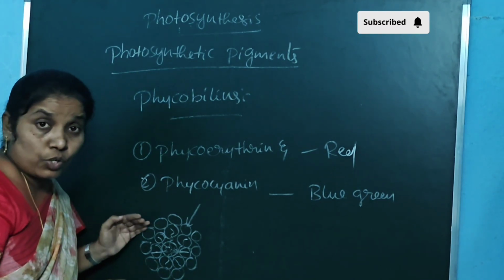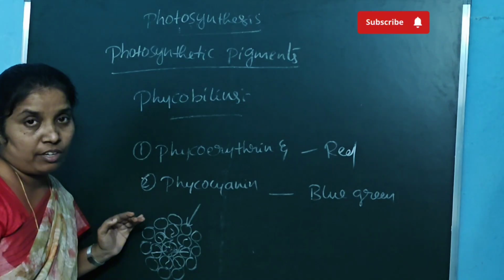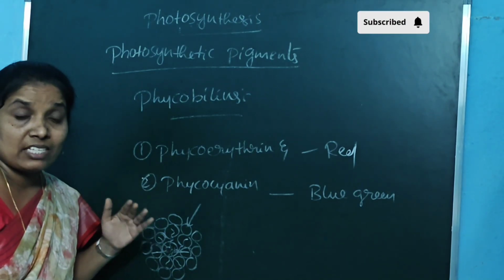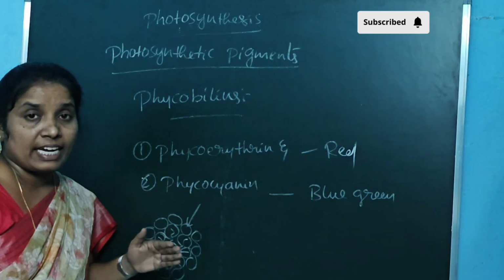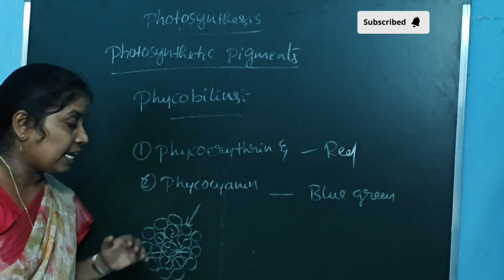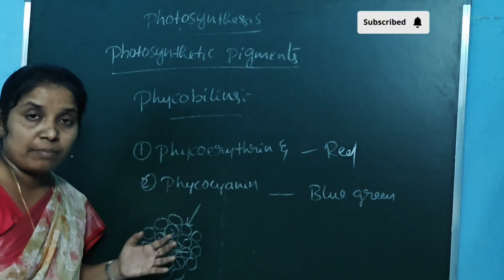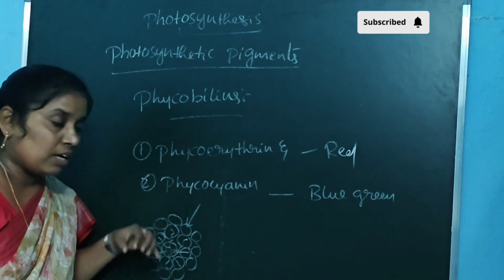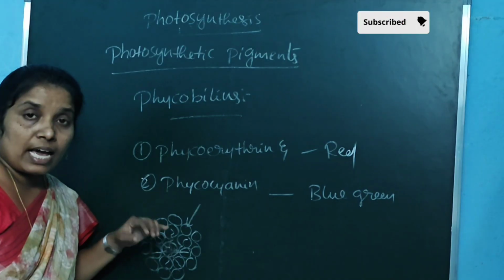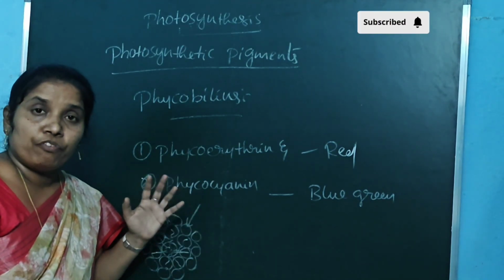They also prevent the chlorophylls from photobleaching. Photobleaching is nothing but destructive photooxidation. It occurs in the presence of light and oxygen. So they prevent the destruction of chlorophyll pigments. So they are the accessory pigments. They also capture the light and transfer it to the reaction center. They also protect the chlorophyll pigments from photobleaching.